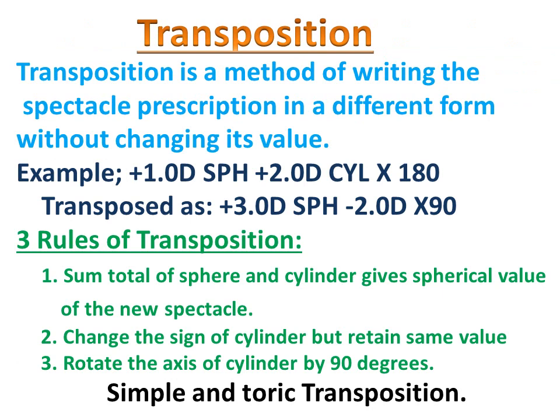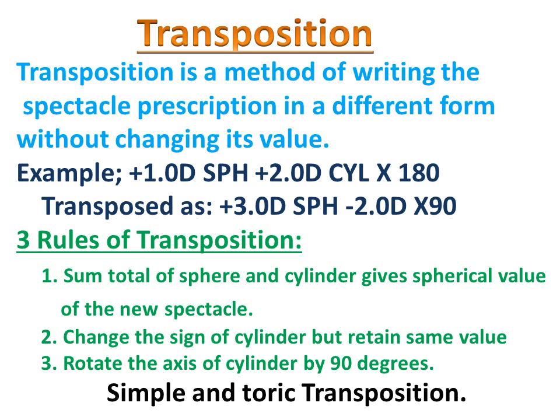And you must have a knowledge of what is transposition. Transposition is a method of writing the spectacle prescription in different form without changing its value. For example, +1 diopter spherical with +2 diopters of cylinder along 180 degrees can be transposed as +3 diopters of spherical with -2 diopters of cylinder along 90 degrees.